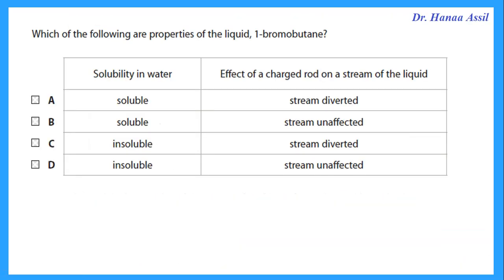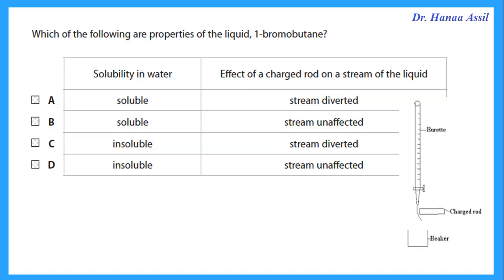Another question, which of the following are properties of the liquid 1-bromobutane? Now, 1-bromobutane is a halogenoalkane. Do you expect it to be soluble in water? Do you expect it to be affected by a charged rod? Okay, remember which kind of liquids are affected by a charged rod. We said if something is polar and we put it in a burette, we open the tap, we bring a charged rod next to it.